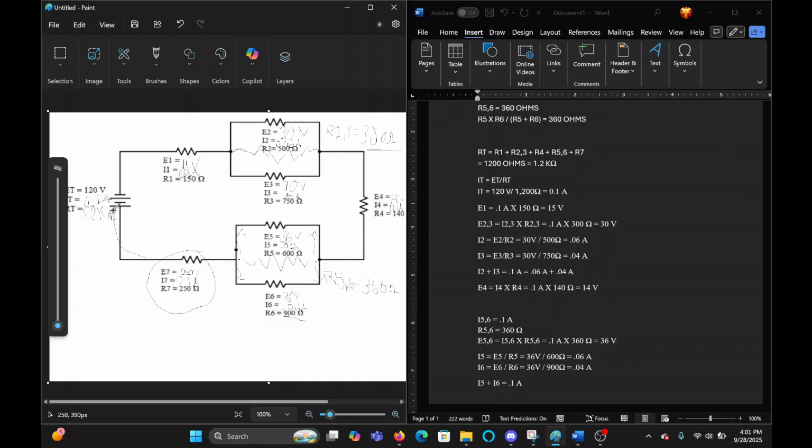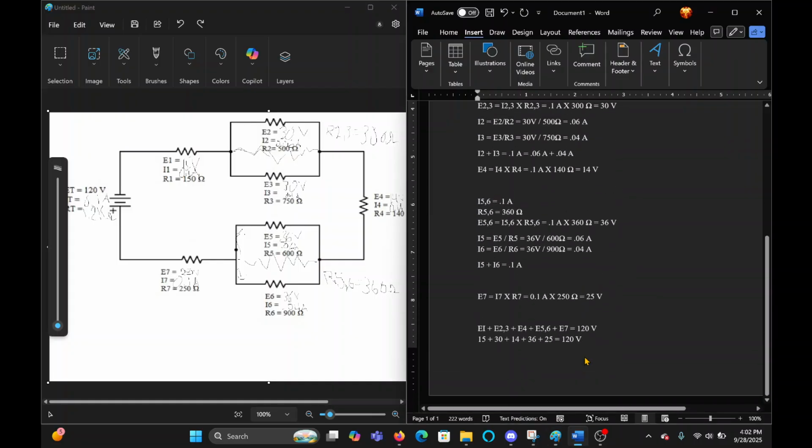Everything should come back to this. Total resistance should be the same. Total current. And total voltage. As you can tell, we solved for it too at the very end. So 120 volts. That's how you calculate it. If you want to know if you did it right, all the volts should add up to 120 since it's in the series.